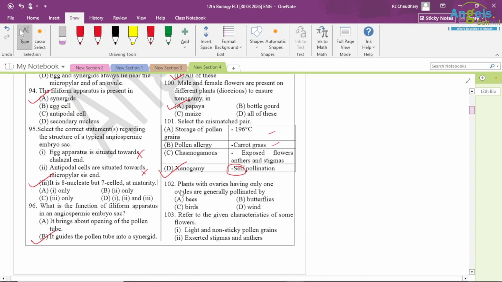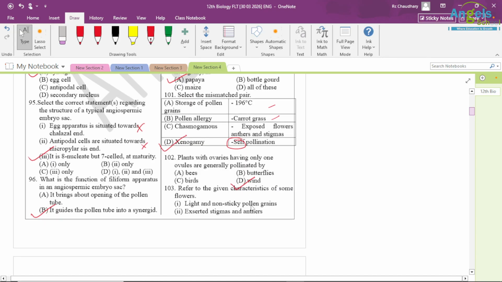Question number 101. Plants with ovary having only one ovule are generally pollinated by. So if only one ovule is present, it is generally pollinated by wind pollination. So option D is correct.